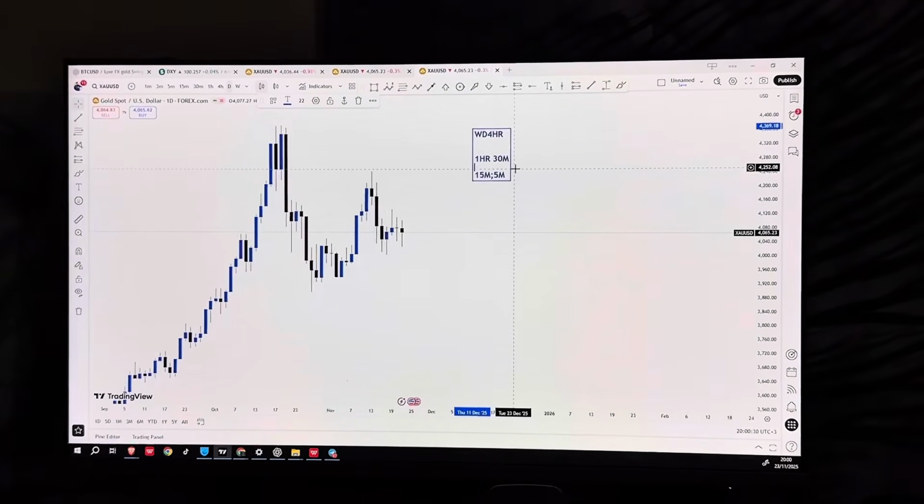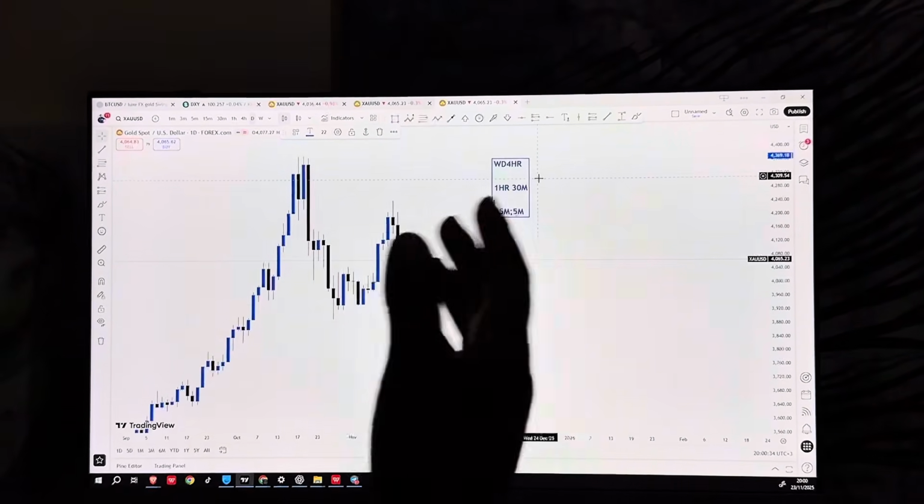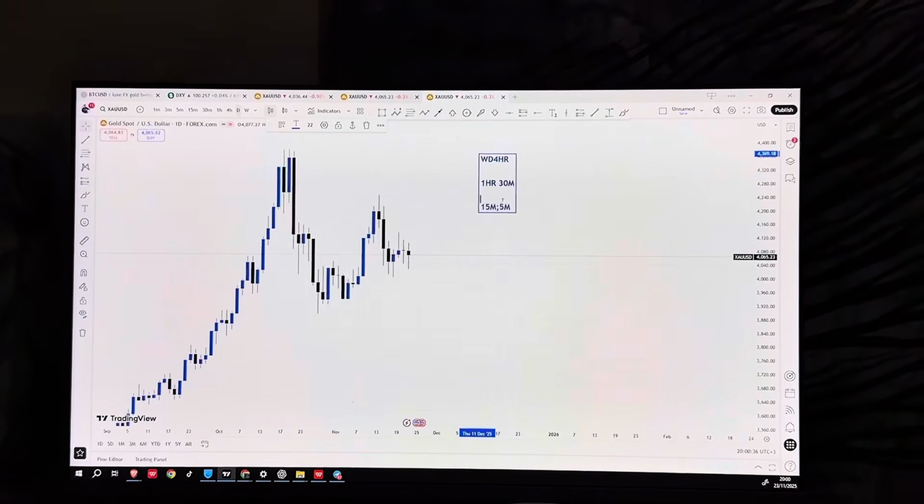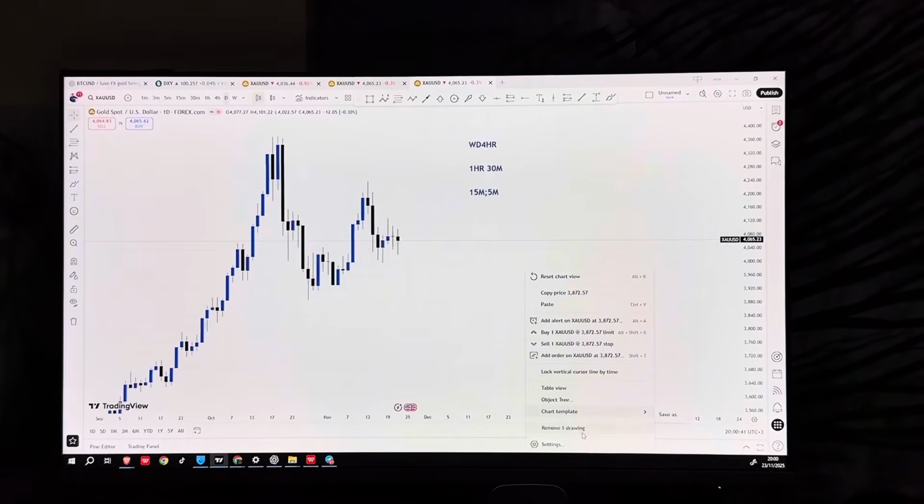On the 1 hour and 30 minutes, here we look for market behavior. Are there any engulfing candlesticks? Are there any possible areas of interest? On the 15 and 5 minutes, we're looking for entries. So let's analyze with me.